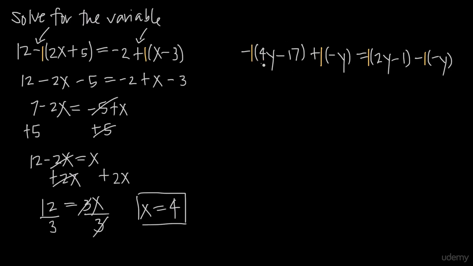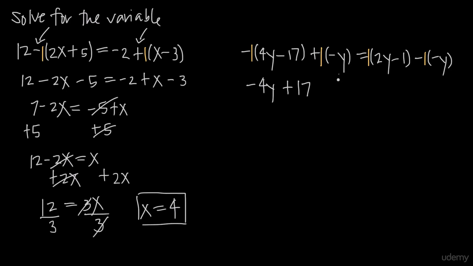So here we have negative 1 times 4y minus 17. Well, negative 1 times 4y is a negative 4y. Negative 1 times negative 17, our negative signs cancel, and we get positive 17. In other words, we had a negative sign, which means that both of the signs of these terms inside the parentheses are going to change. So instead of positive 4y, we got negative 4y, and instead of negative 17, we got positive 17.